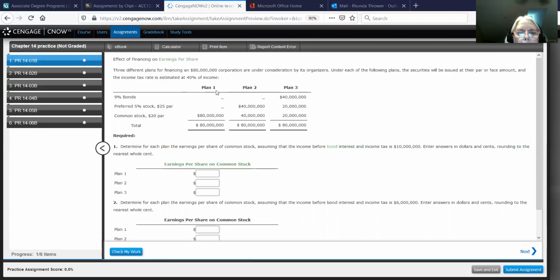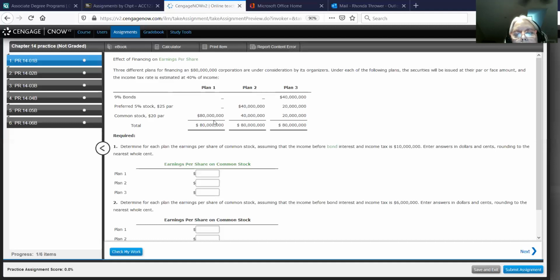Notice they've given you information for each one of the plans. In Plan 1, we are planning to sell 9% bonds. Excuse me, that's not for Plan 1. That would be for Plan 3. Our preferred stock, we're going to be issuing that in Plan 2. And we're going to also be selling some bonds in Plan 3. Our common stock is going to be issued in Plan 1. That's the only thing that we are going to be doing to raise the $80,000 in Plan 1.